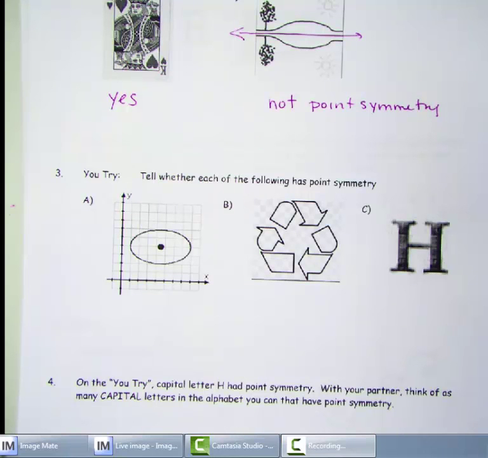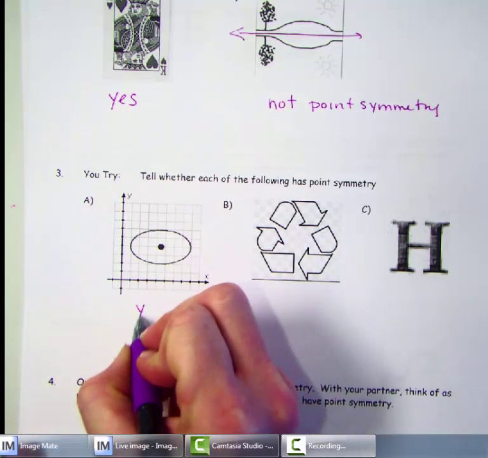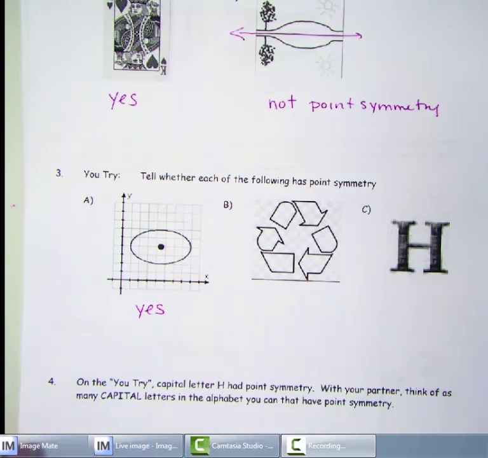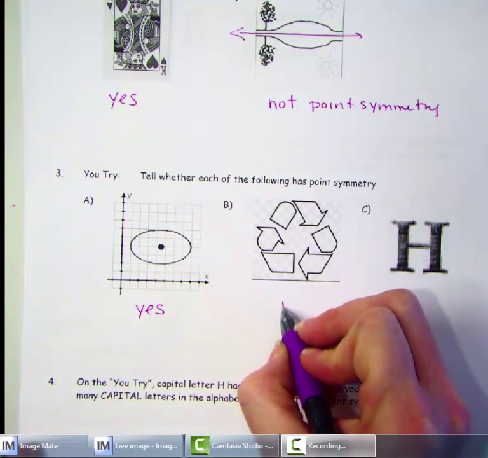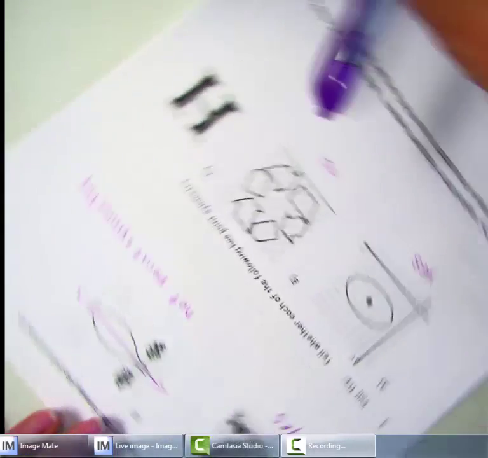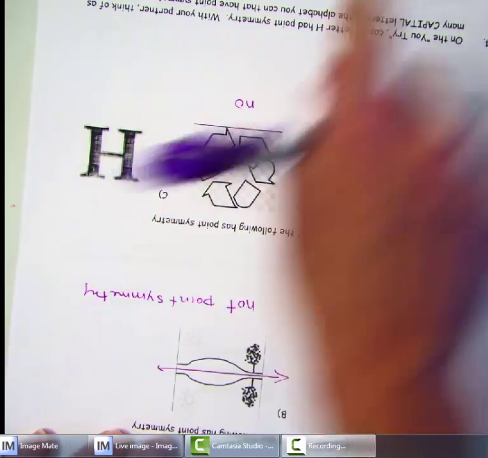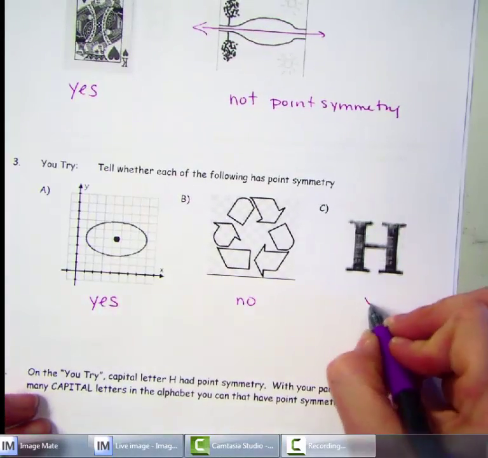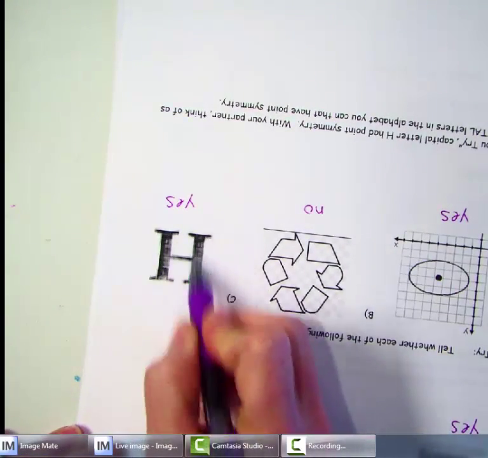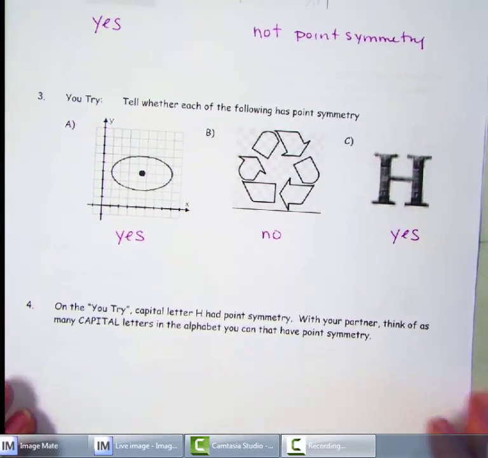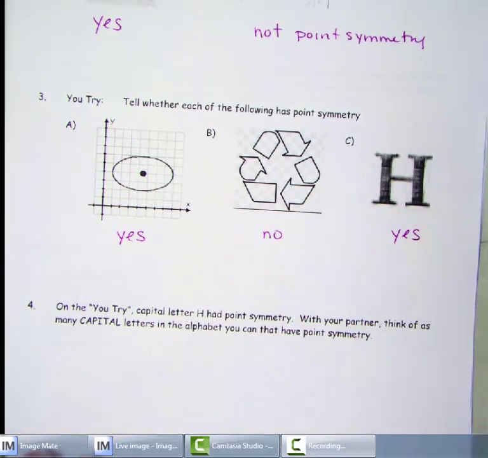Okay, now that you're back, let's answer these questions. Tell whether each of the following has point symmetry. Yes, this has point symmetry. If you rotate it 180 degrees, the figure maps on top of itself. It looks the same. This one did not look the same. If I rotated it 180 degrees, this point should be up on the top. And the letter H, yes, has point symmetry. If you rotate H 180 degrees, it still looks like the capital letter H. On this U-try, the capital letter H had point symmetry.